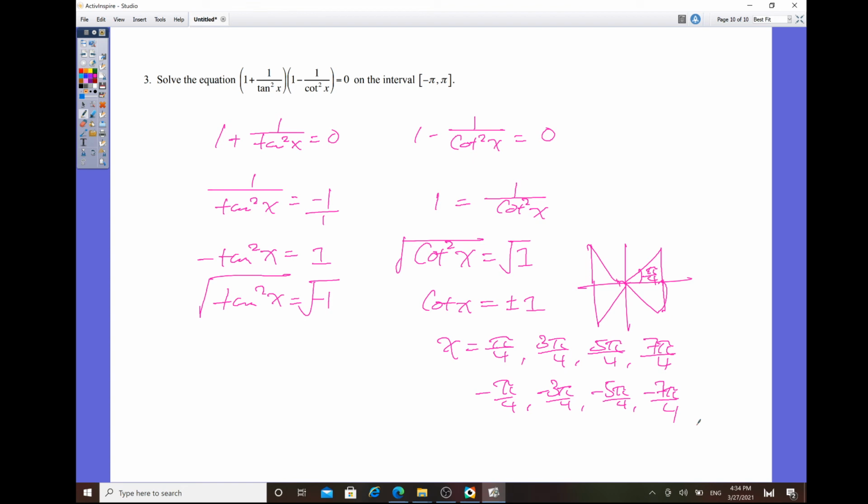Again, we check whether it fits the domain. Pi over 4, it does. 3 pi over 4, it does. But what about 5 pi over 4? No, it's out of the range. 7 pi over 4 is out of the range. Negative 5 pi over 4 is out of the domain. So it's only pi over 4, negative pi over 4, 3 pi over 4, negative 3 pi over 4. So it's only 4 solutions. Whatever solutions you find, make sure you check them against the restriction, the given domain.